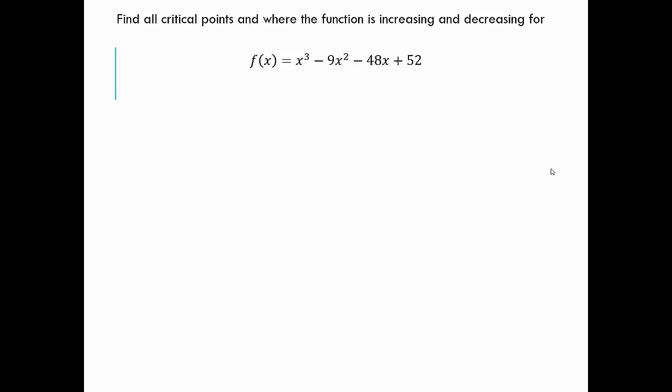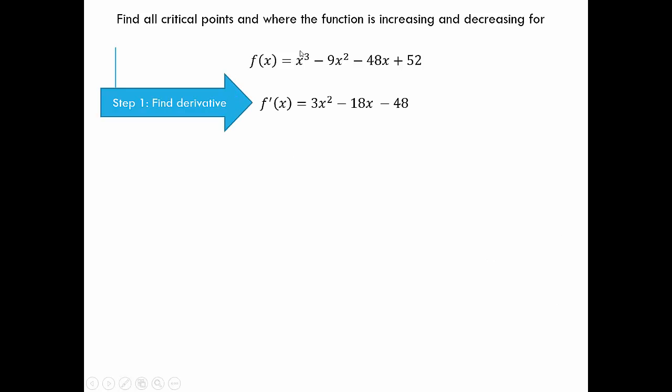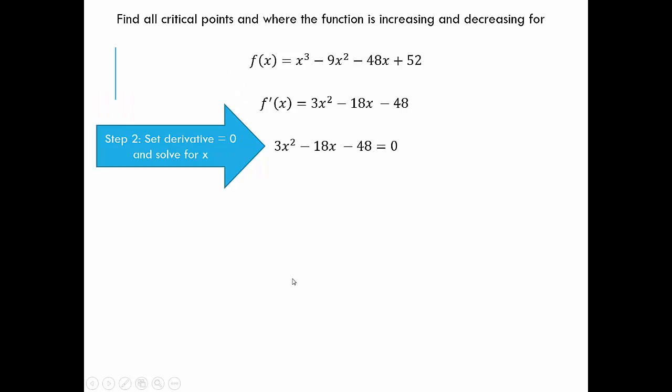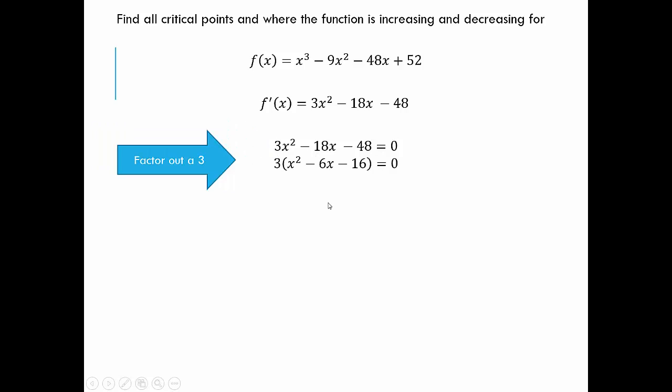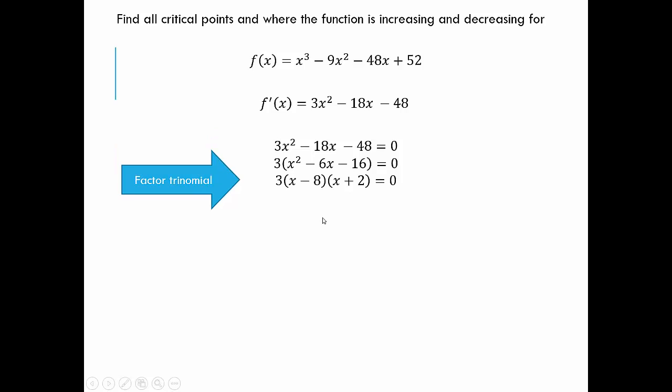All right, at the beginning of this lecture, I said if I asked you to find a critical point, how would you find it? You would find it by finding the derivative, 3x squared, 18x, 48, set the derivative equal to 0, solve for x. Now what I notice is all of these I could factor out of 3, and then I just have to factor this inside the parentheses. So that algebra is coming back to haunt you, right? You're going to have to remember how to factor.